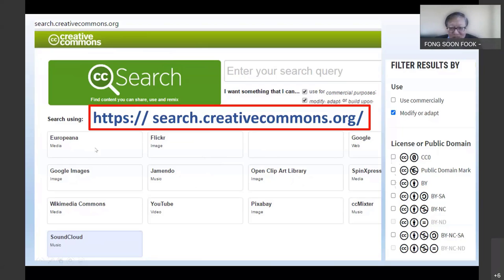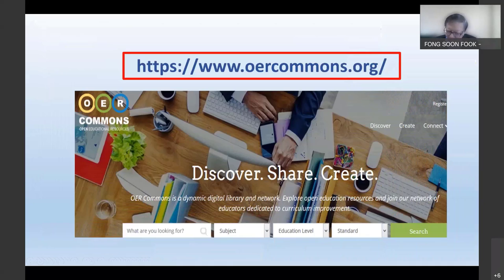Okay, there you are. And if you allow it to be open, then it will come up from all of these: Flickr, Google, Pixabay, YouTube. Now, YouTube has another Creative Commons, okay, and so on. So I think this will be very helpful for your teacher trainees. Another one is OER Commons, a dynamic digital library. Okay, education level, your standards are all there, so you can filter accordingly. All these are OER. Okay.